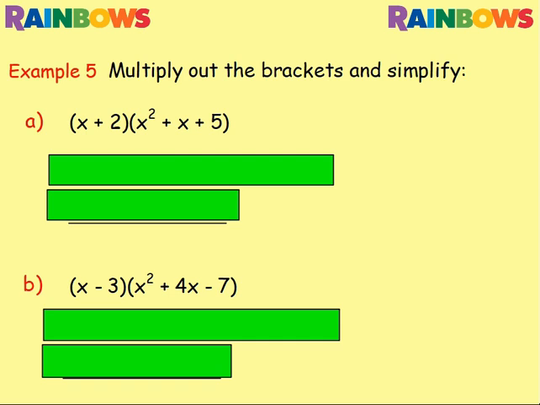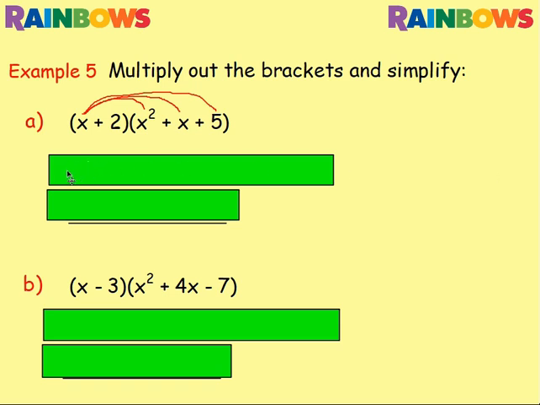Oh look, there's 3 terms in that bracket. There is indeed. What do you do there? You use the exact same thing, just use your rainbows. So start with the x and multiply by the x squared. Then take the x and multiply by the x. And then take the x and multiply by the 5. So take that first term in the first bracket and multiply by everything in the second bracket.